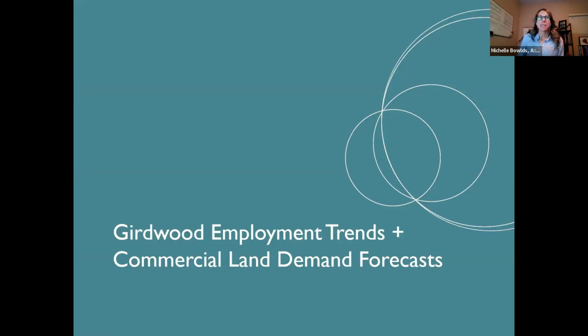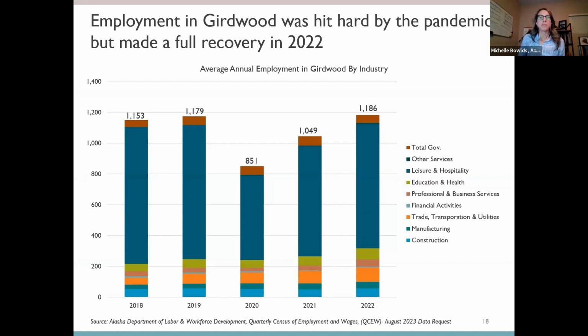The last piece of the puzzle that we looked at was employment trends and commercial land demand forecasts. So employment in Girdwood was hit pretty hard by the pandemic, but by 2020, employment had returned to pre-pandemic levels. Leisure and hospitality account for roughly 70% of the total employment in Girdwood. The next big group would be that trade, transportation, and utilities bucket, which includes both retail and wholesale trade. Growth in education and health was driven mostly by the Girdwood Health Clinic expansion.